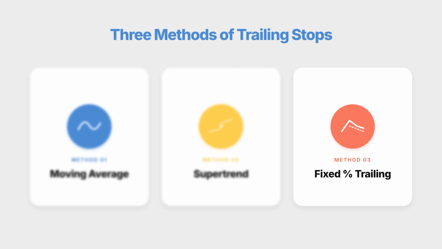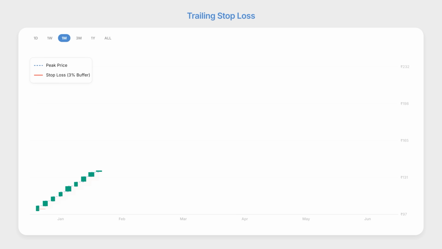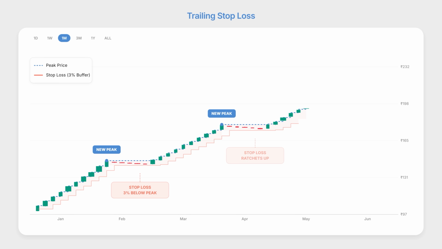And the third method is using a fixed trailing percentage from the highest point the stock reaches. As the price climbs in your favor, your stop loss automatically moves upward, maintaining a strict buffer of say 3 or 4% below the peak price. The moment it drops below that fixed percentage from the high, you are taken out and you exit the trade.